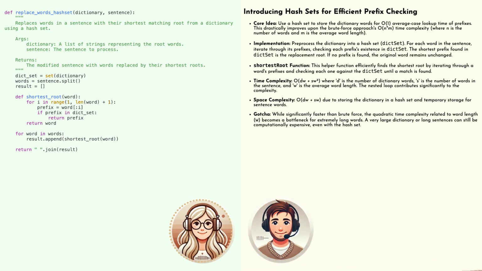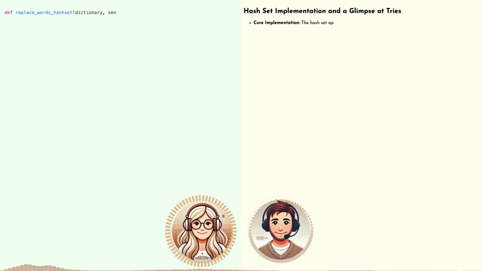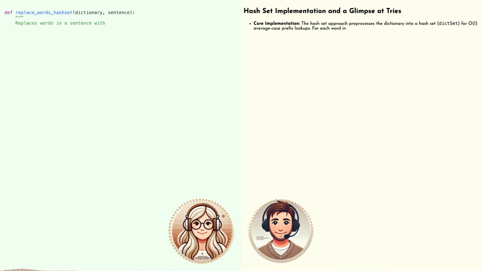Exactly. Okay, I'm starting to like this hash set idea. But if I were to actually do this, how would I go about it step by step? First, you'd make an empty hash set. Then, you take each word from your dictionary and add it to the hash set.